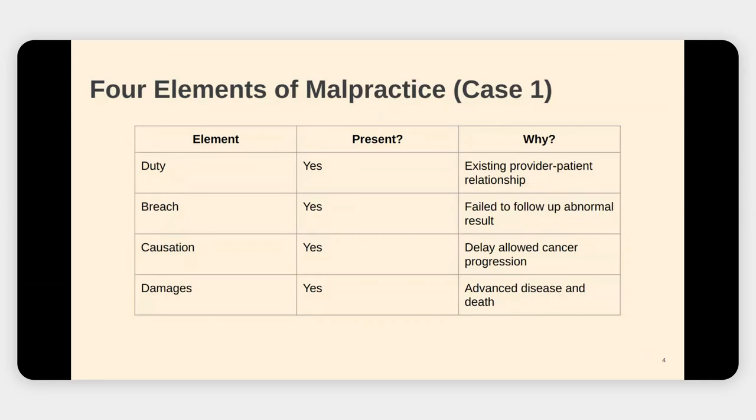First, duty was established because a provider-patient relationship existed, creating a legal obligation to provide care consistent with accepted standards. Second, there was a breach of duty because the abnormal screening result was not followed by appropriate diagnostic evaluation through colonoscopy. Third, causation was demonstrated because the delay in diagnosis allowed the patient's colorectal cancer to progress before treatment could begin. Finally, damages were substantial. The patient experienced advanced cancer, underwent more extensive treatment, and ultimately died. These significant injuries satisfied the damages element required for malpractice.